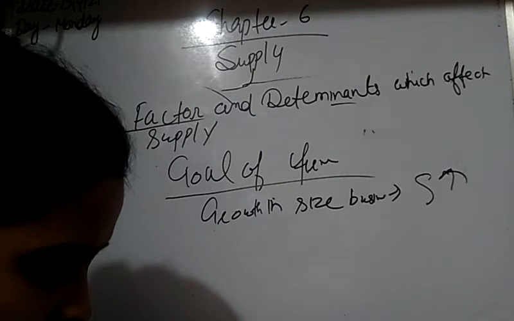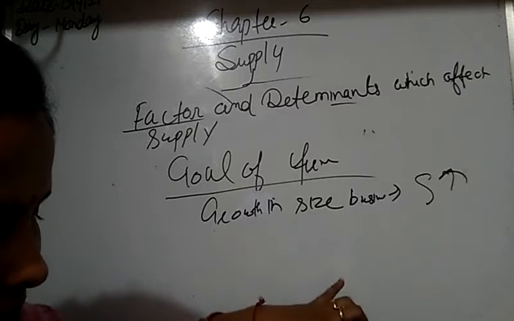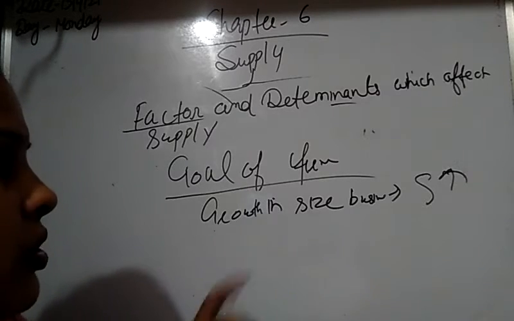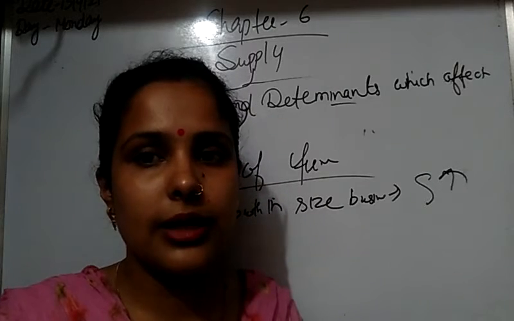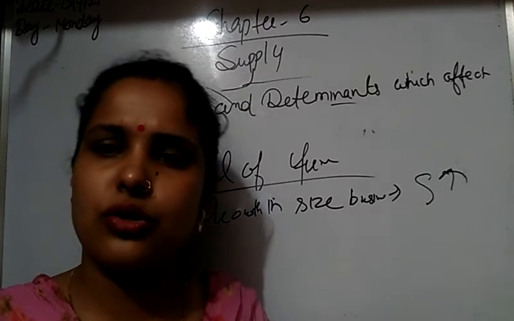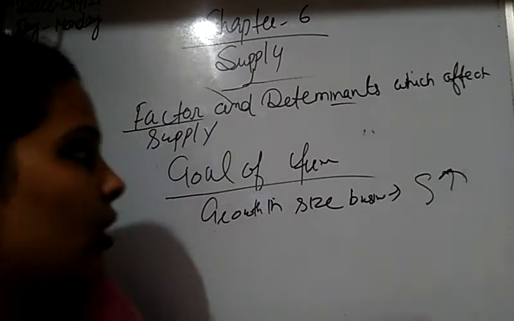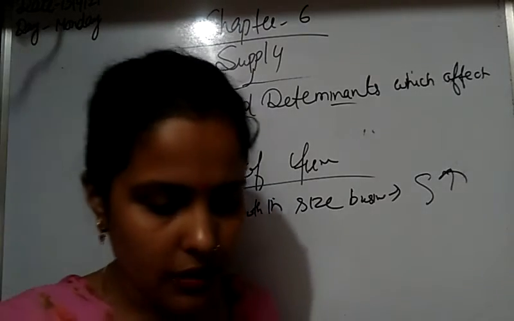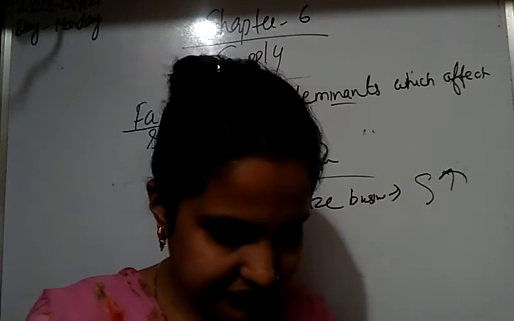After that, when they do not maximize their profit and are happy with their current state, they do not produce more product, and supply is decreased or constant, we can say. Okay, so these are the determinants which affect the supply of a commodity.